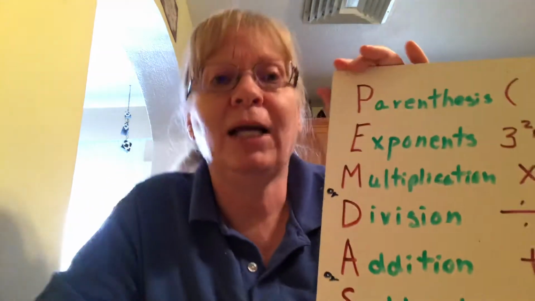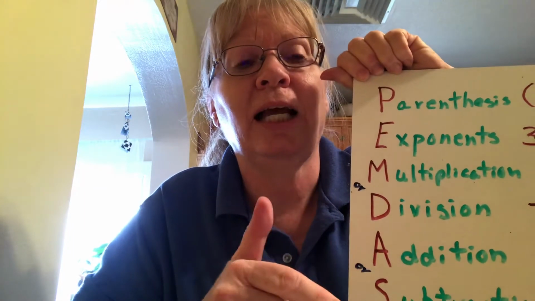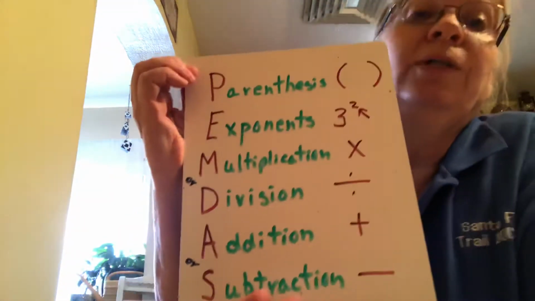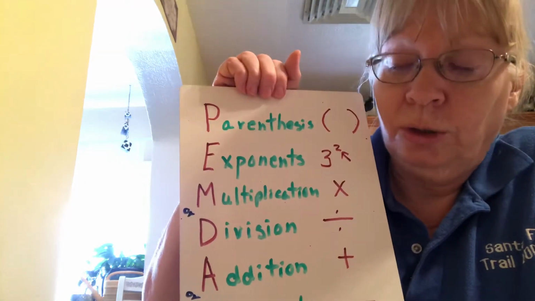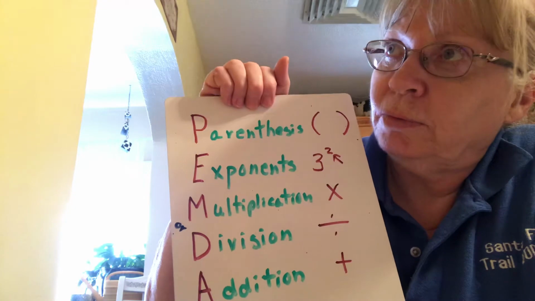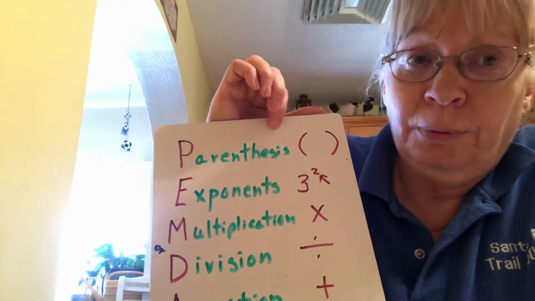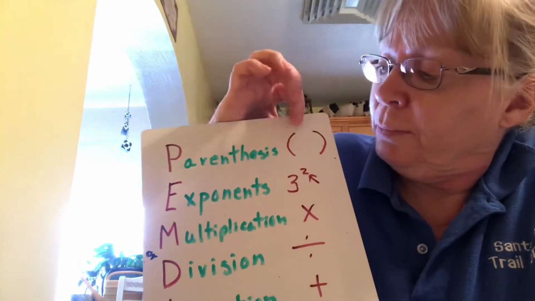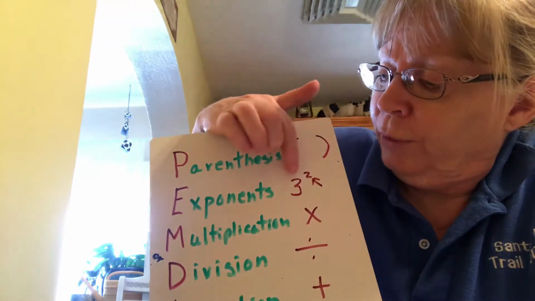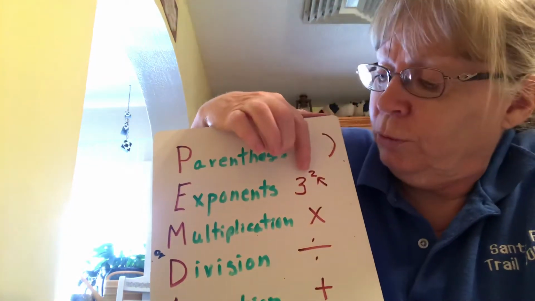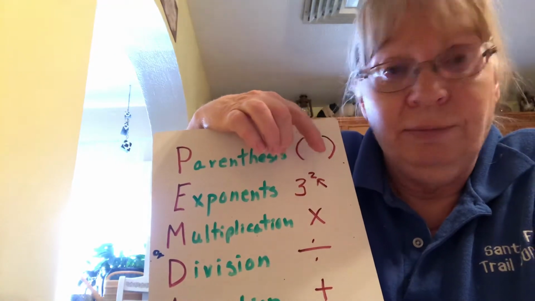Remember, it's PEMDAS, or Please Excuse My Dear Aunt Sally. What we're doing is the order of operations, the order that we solve things in our math problems. First, anything inside parentheses, you do first. Next, anything with exponents. 3 to the second power: 2 is the exponent, so that's 3 times 3, which is 9.